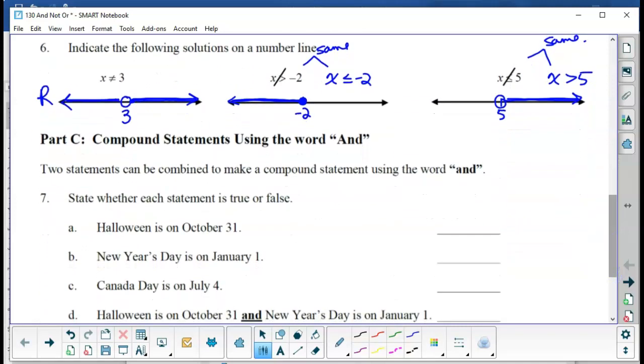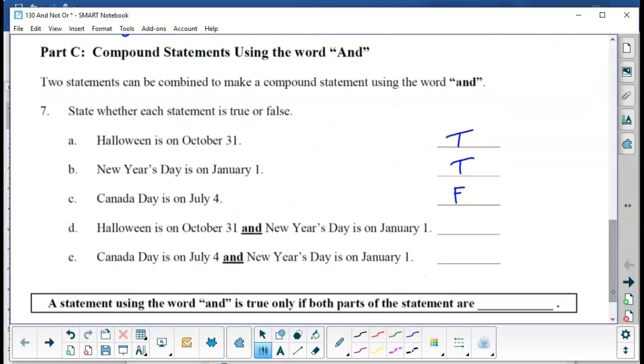So, compound statements using the word and. Two statements can be combined to make a compound statement using the word and. We'll learn the mathematical notation for that as well. So state whether each statement is true or false. Halloween is on October 31st. Sure is. New Year's Day is on January 1st. Sure is. Canada Day is on July 4th. No. July 4th is actually in the United States, Independence Day. Canada Day is July 1st.